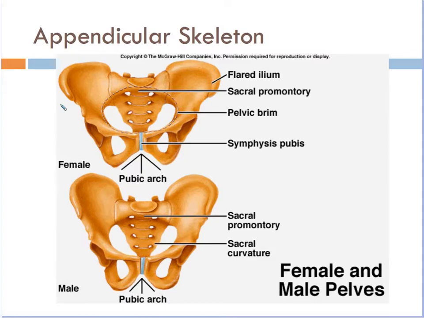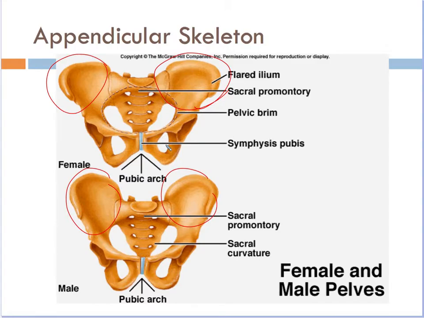If we're comparing male and female pelvises, you will notice that males have a more upright and vertical ilium on either side. Females tend to flare out a little bit. Why? Because females have to carry a baby in between these two iliums, so it makes it easier if they are flared out.